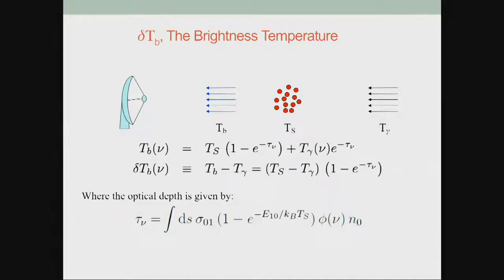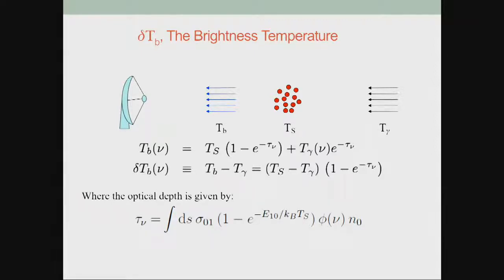But we don't really measure this. As I said, you don't measure the temperature itself. You measure the temperature difference between these photons and the CMB, because that's how you differentiate. If they are the same, you don't see the difference. So you have to take this difference to see anything. If you rewrite this in this way, this is what you get, and then you can expand this. You know what it is: the optical depth for this transition. This is E10, which comes from Einstein A and B coefficients and all of that. There are lots of details I will not go into, but look at Field's paper.